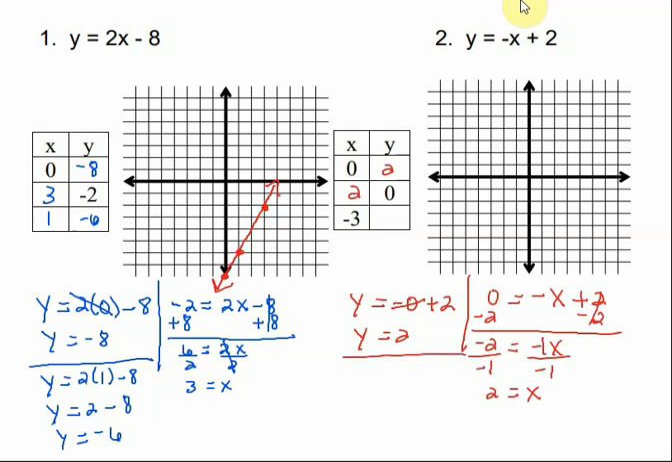All right, and then for the last one, if I plug in negative 3 for x, so that's negative 3 plus 2. So a negative 3 would be a positive 3 plus 2, which is 5.